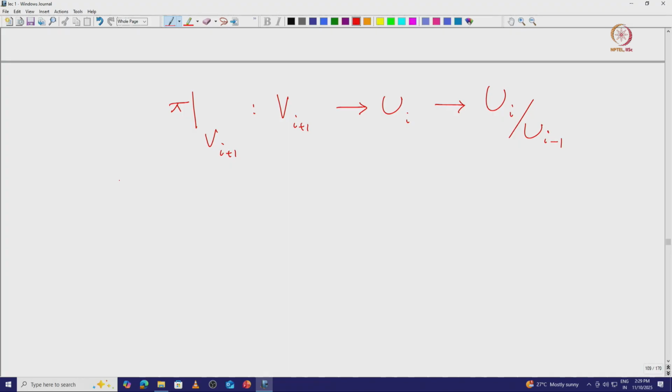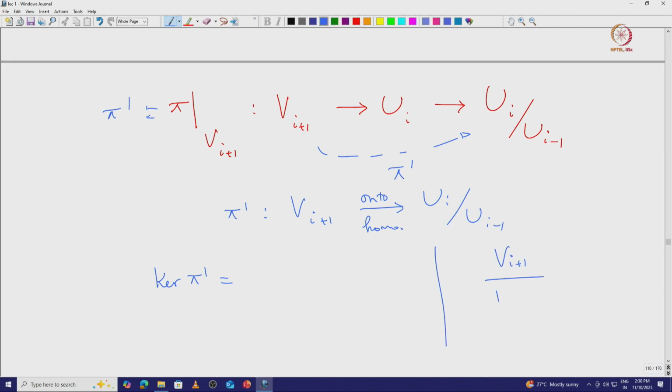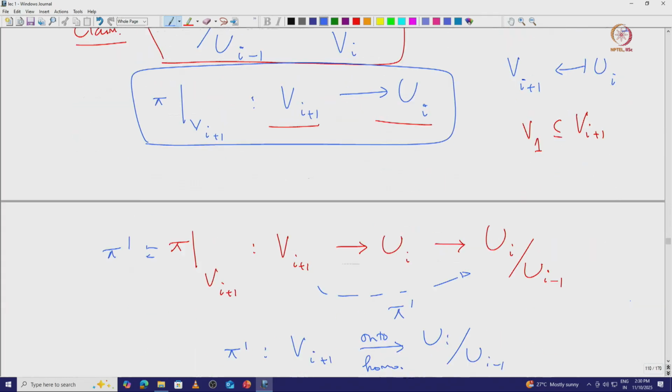Now, let us work out this composition. Let us call that map pi dash. You can see that pi dash defines an onto map from V_{i+1} to U_i modulo U_{i-1}. This is an onto homomorphism. So, let us look at the kernel of pi dash. Once we determine the kernel, we know by the first isomorphism theorem that V_{i+1} modulo the kernel of pi dash will be isomorphic to U_i modulo U_{i-1}. So, if we prove the kernel is exactly V_i, then we are done.